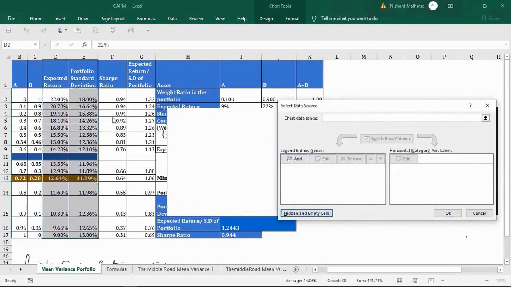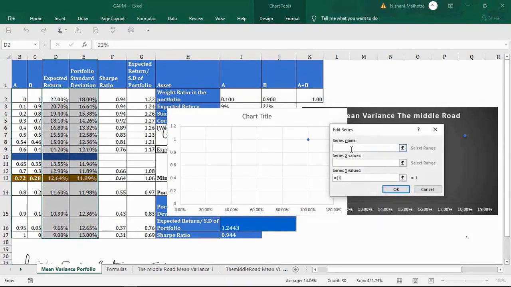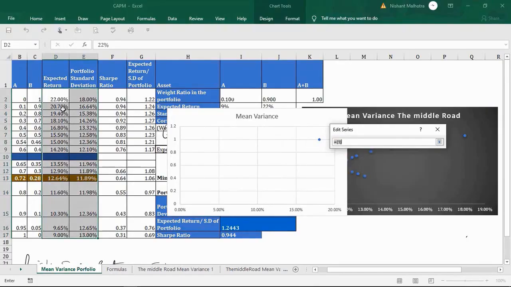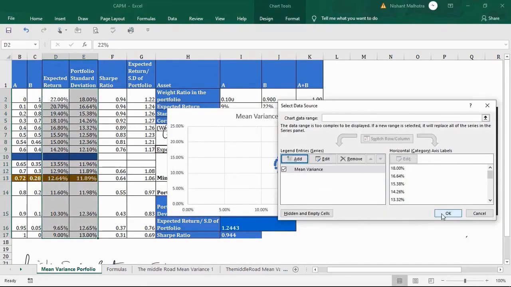Now I want to select the data. So first I add one, and name this series as mean variance. Now I want to select data. X is always the independent variable, deviation. So we put standard deviation on the X-axis, and we put expected return on the y-axis. This is what the graph looks like.